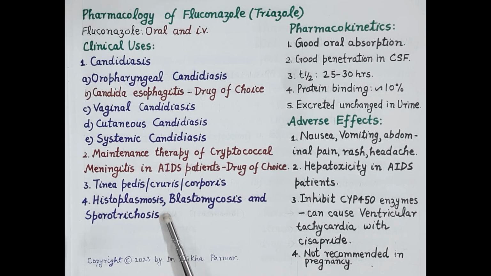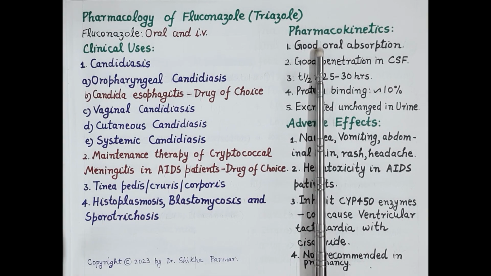Then it is also effective in the treatment of histoplasmosis, blastomycosis and sporotrichosis. Even here I wish to tell you that itraconazole is a drug of choice in these fungal infections, but if the itraconazole is not available or if it is not tolerated, then fluconazole is also found to be effective in the treatment of histoplasmosis, blastomycosis and sporotrichosis. So these are the clinical uses of fluconazole.